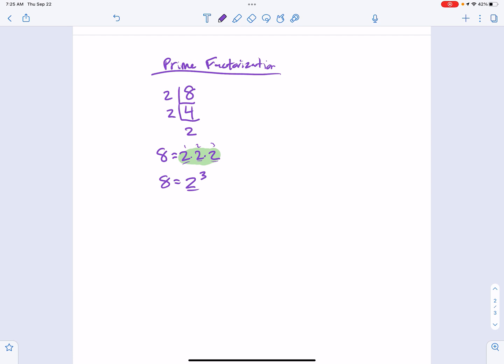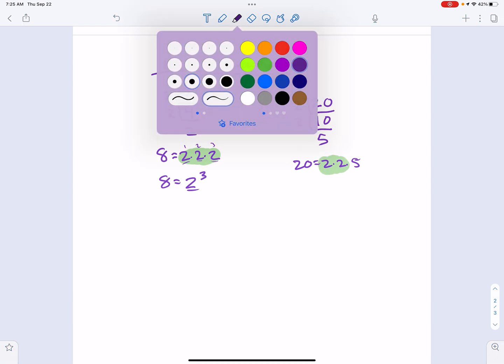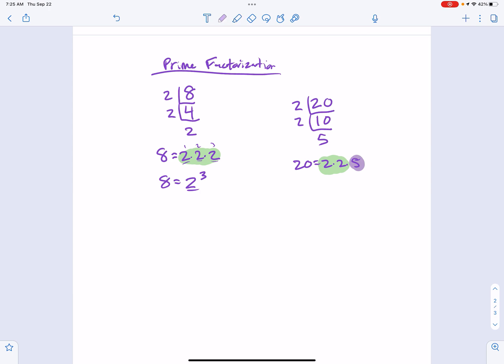Now this also works with numbers like 20, where if we prime factorize this, we know that 20 equals 2 times 2 times 5. Now if you notice, we have 2 different factors. We have some 2's and we have a 5. And so when we're using exponents, we're going to group like factors.